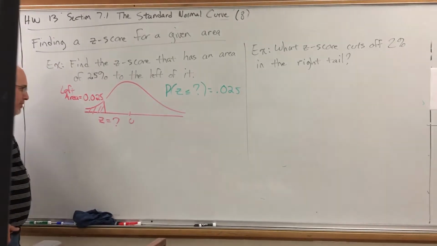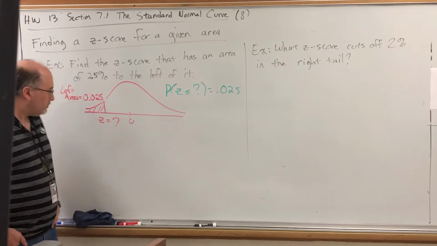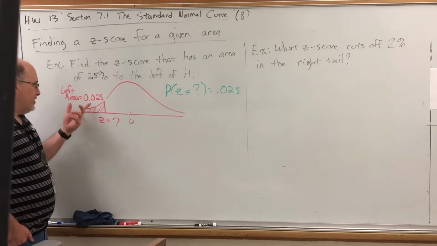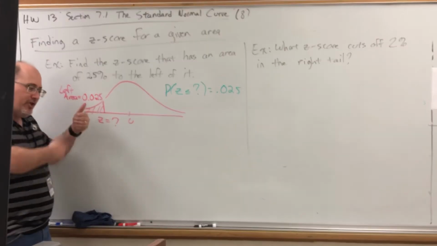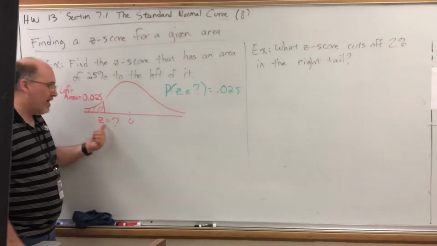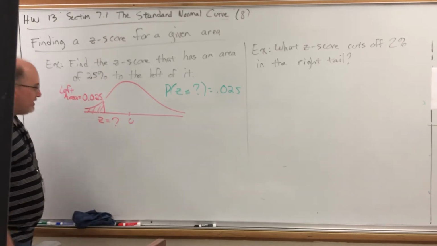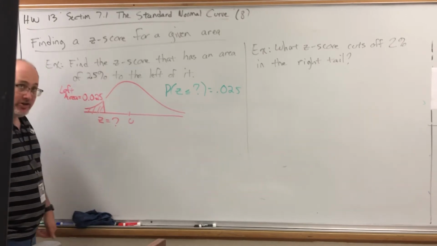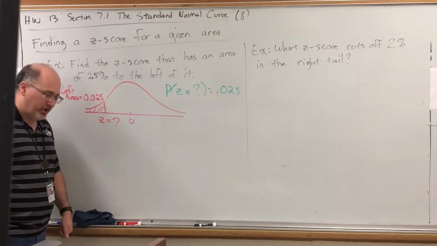So how do we do the problem in reverse? The answer is we use the chart in reverse. Just remember that the numbers inside the chart represent left areas. The numbers along the edges tell you how to find the z. So when you're doing a reverse z problem, you do the chart in reverse. Find the area and then the z that is associated with it.